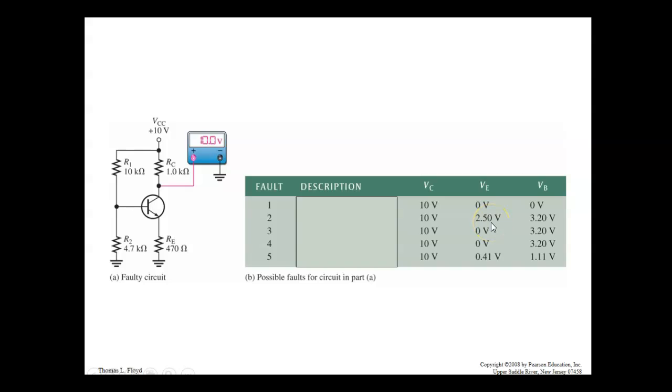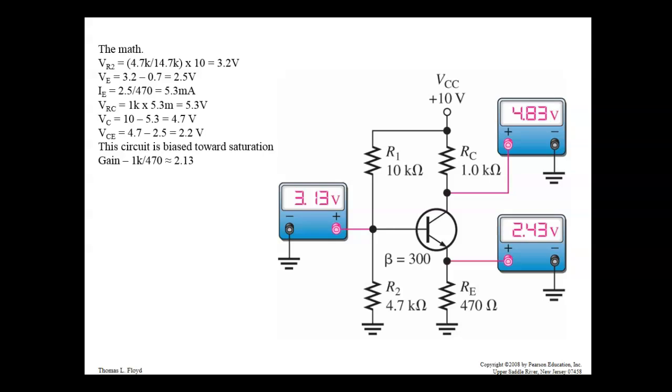Here my VE measures 2.5 volts, and my VB measures 3.2 volts. What's it supposed to measure? Let's record those over. VB is 3.2 volts, VE should be 2.5 volts. We're not going to measure IE; we're measuring bias. VC should be 4.7 volts.